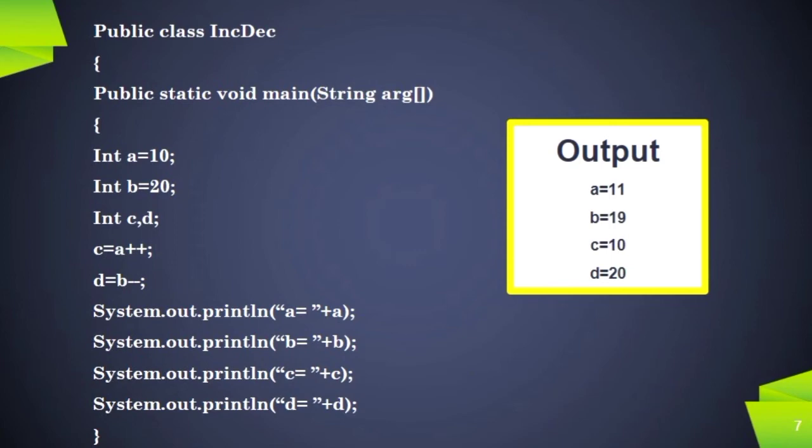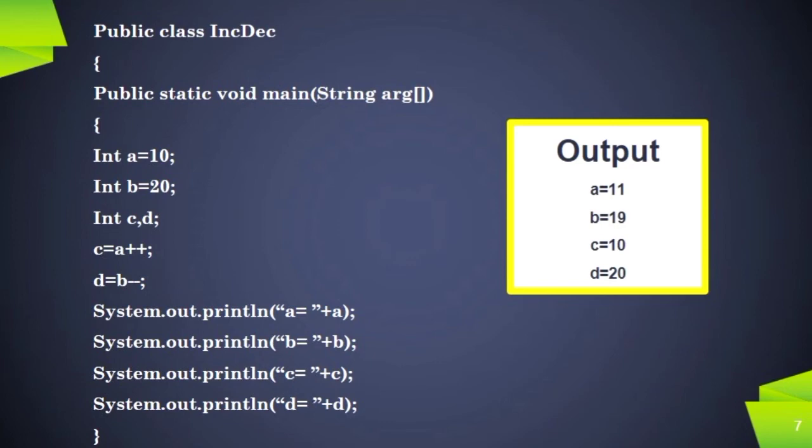Now we are initializing two more variables, int c comma d. So what do c and d do? C is equal to a plus plus. What is a here? A is 10. Plus plus means it is going to increment by 1, that is the increment operator. So the value of a is 10, and it automatically increases by 1. D is equal to b minus minus. Minus minus is a decrement operator and it decreases by 1. So b is 20, and when it decreases, it becomes 19.